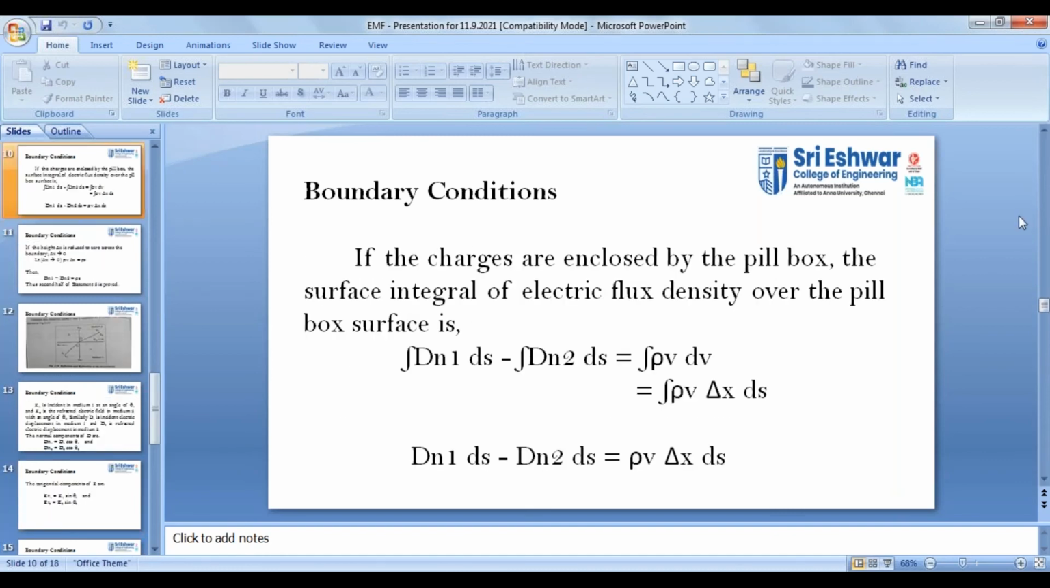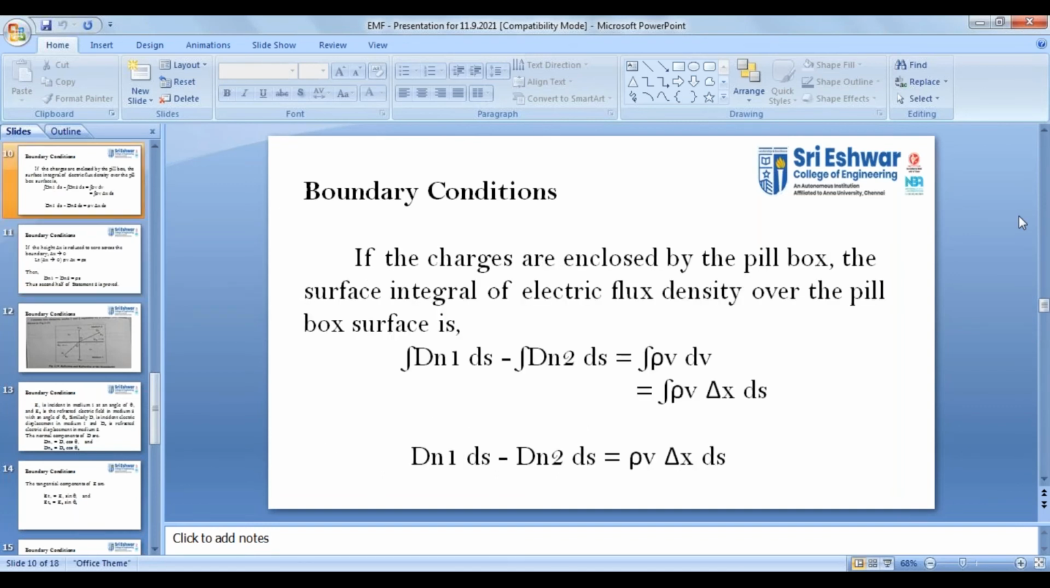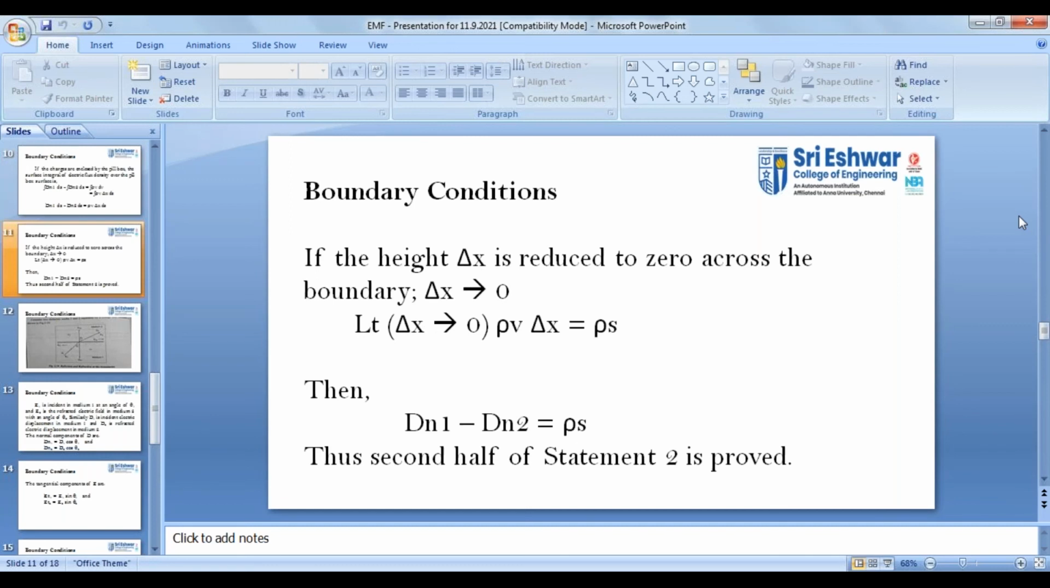Next I take the same pillbox arrangement again, but I am assuming that there are some charges enclosed by the pillbox. Now the right hand side is not equal to 0, but equal to the integration of rho v dv. I write dv as dS into del x. Then I reduce the height del x to 0 at the boundary. In the limit del x tends to 0, rho v del x becomes rho s. So Dn1 minus Dn2 equals rho s. This is the proof for the second half of the second statement.